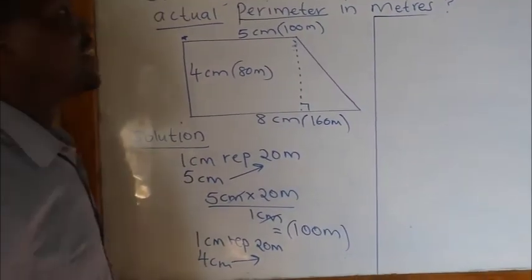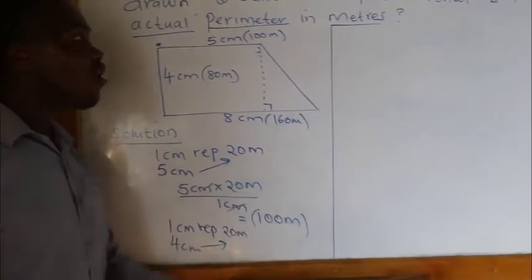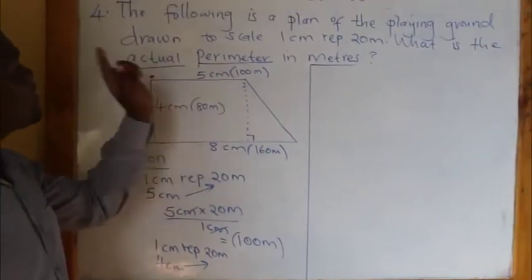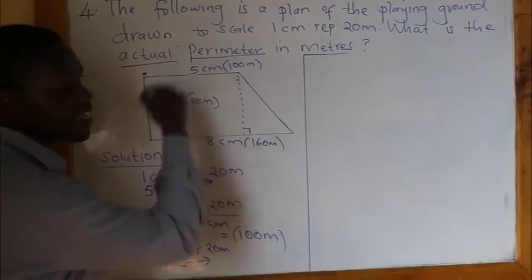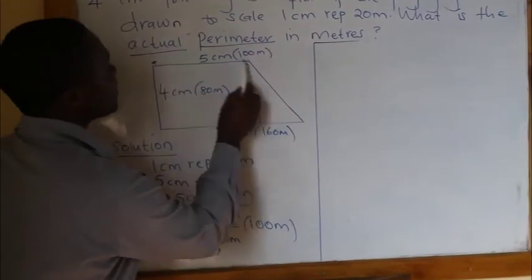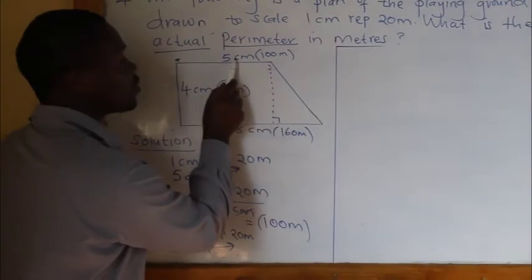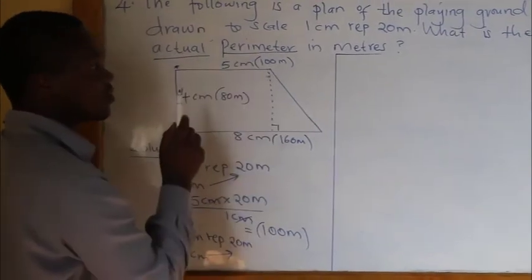Now we have converted. We are good to go on. What is the actual perimeter of this? So perimeter is the distance around a given figure. Look at that, 100 meters. Now we don't use this, we use the actual length.